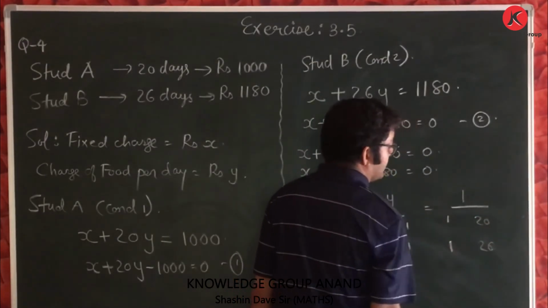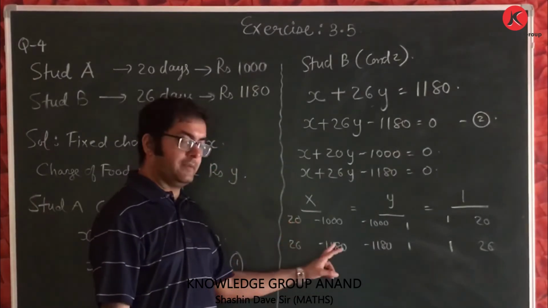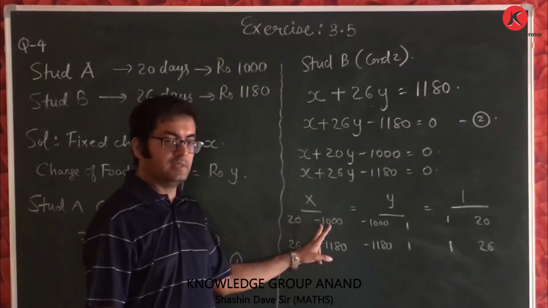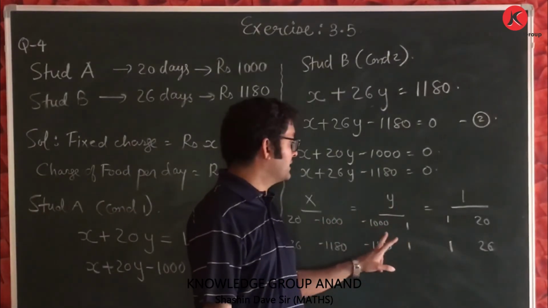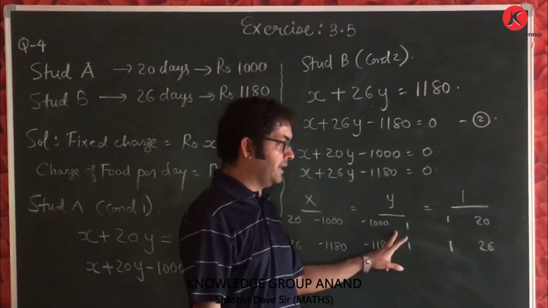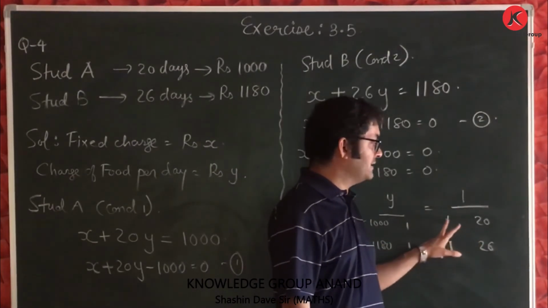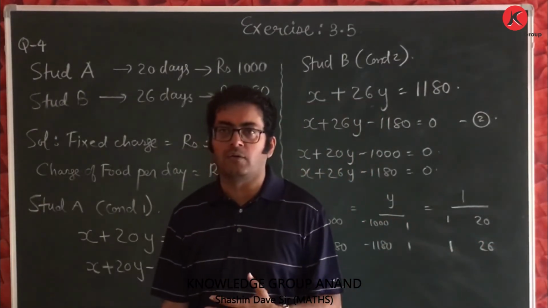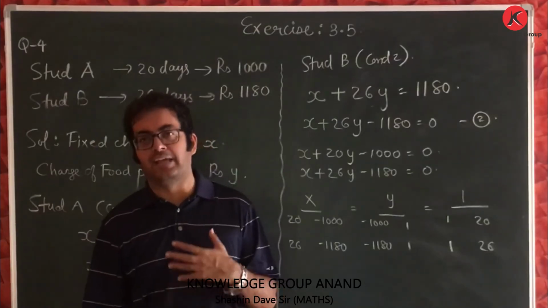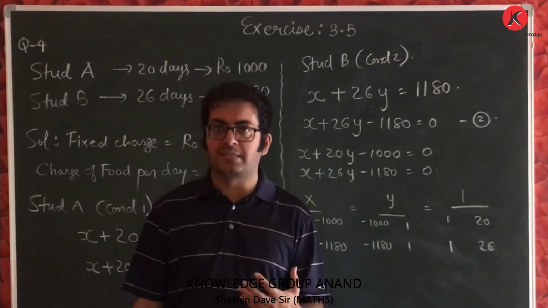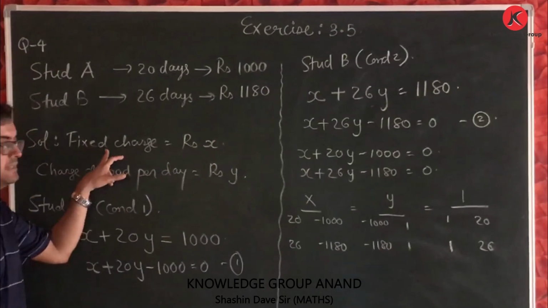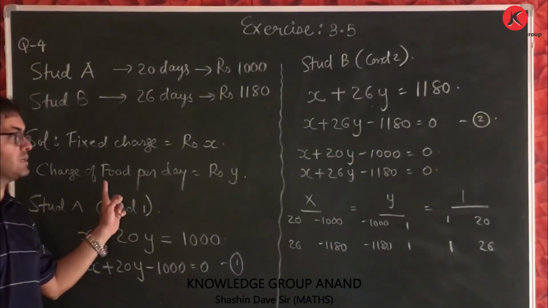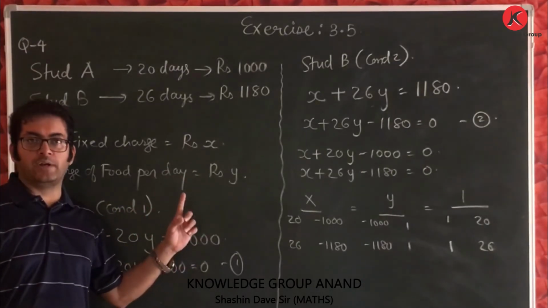20 and 26. Okay, now we will cross multiply: 20 into minus 1180 minus 26 into minus 1000. Similarly, below y you will take minus 1000 minus 1180, and below 1 you will write 26 minus 20, and by solving by the method that we have already discussed, you will get the values of x and y. And when you get the values of x and y, the value of x will be the fixed charge of the hostel, and the value of y will be the charge of the food per day, that you need to find on your own.